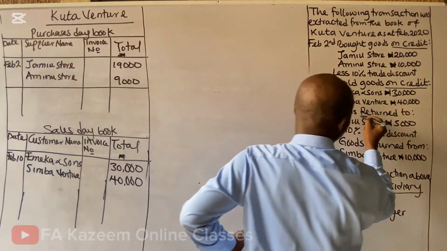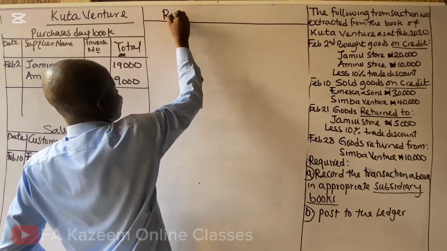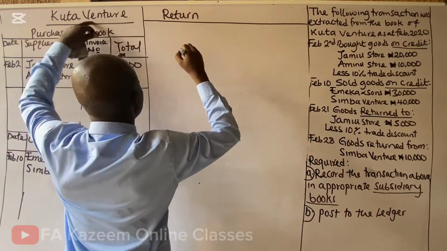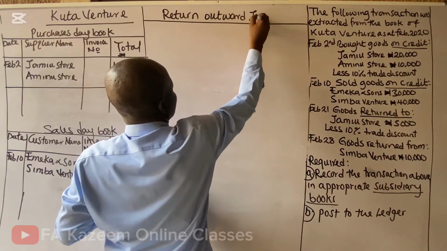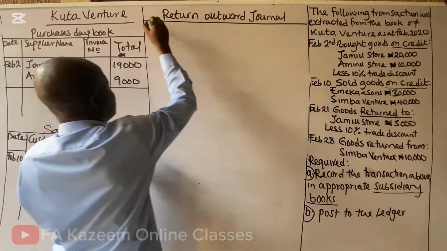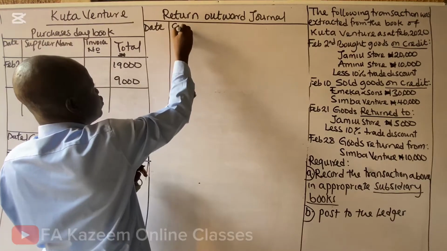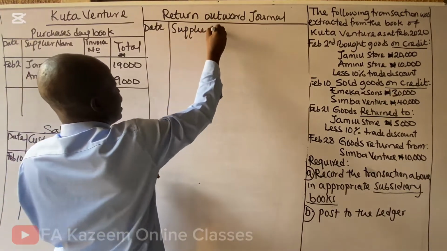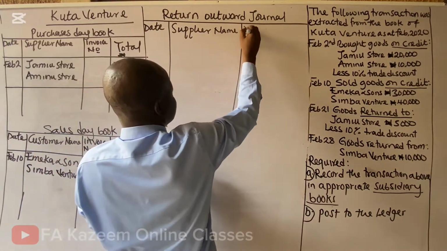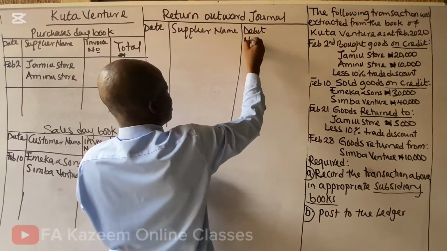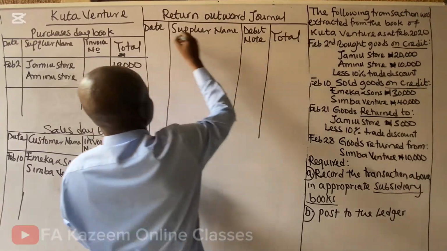So far, they said goods returned to, you are going to open, who is returning? Kunta Venture is returning out. That's why we have the return outward journal. It has a date, and who they returned goods to, the supplier's name. Because it's return outward, the source document is known as debit note, and we also have a total.